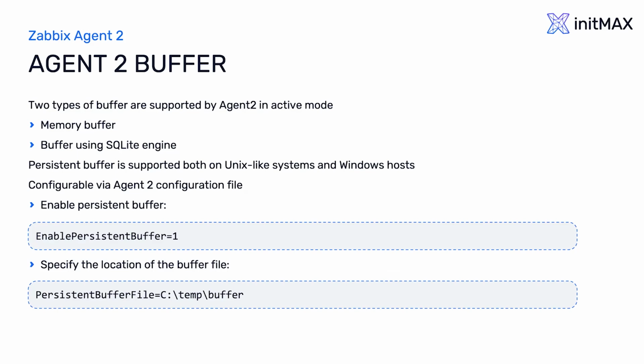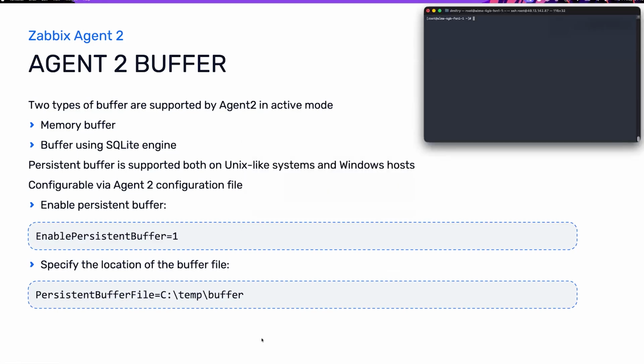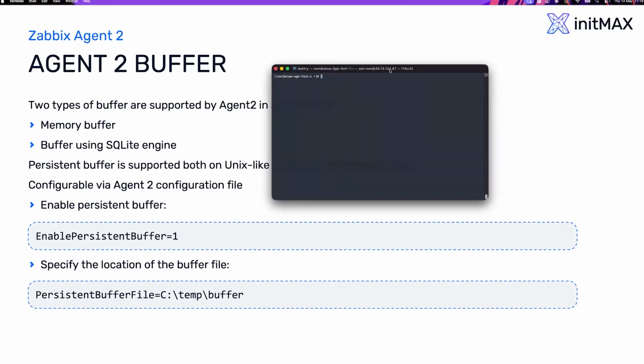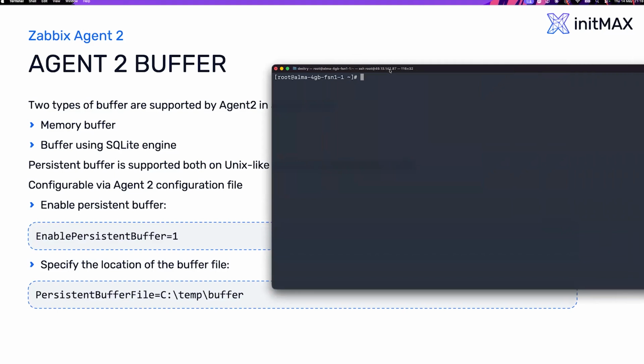Configurable via the Agent 2 configuration file: EnablePersistentBuffer equals 1, and specify the location of the buffer file, so where you want to store it. If we're sitting on Windows, then obviously it's going to be like the C temporary folder and a buffer, or if it is a Linux system, then we need to provide some tmp path or something like that.